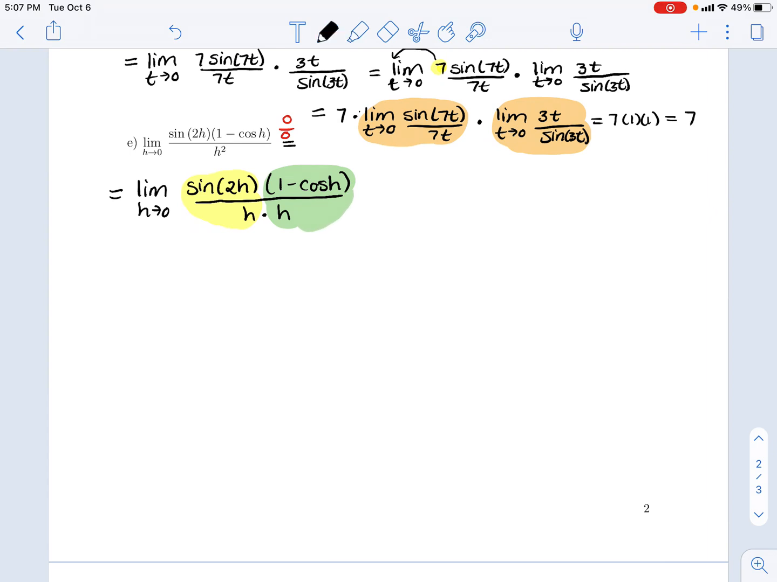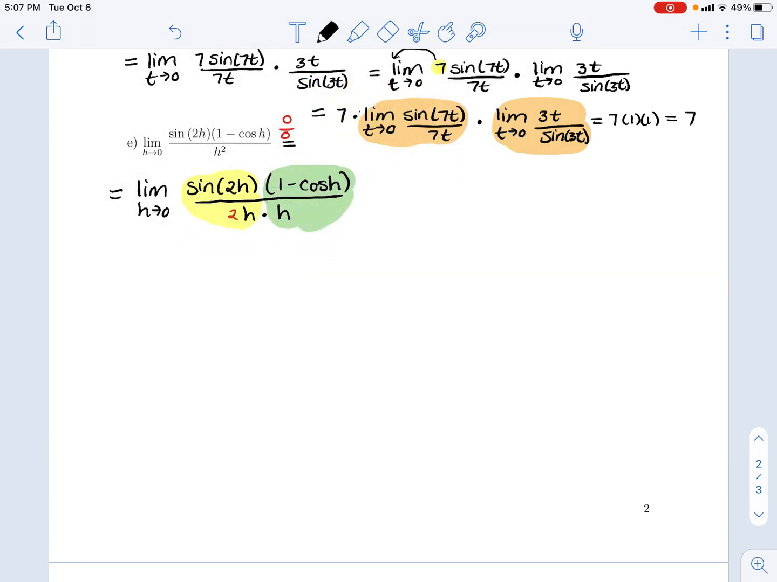And so the yellow looks very close to one of the important trigonometric limits, except I'm missing a 2h here, so I can't really use it. But on the right in green, I have exactly my important trigonometric limit, the second one, because that said that the limit as x approaches 0 of 1 minus cosine x over x is just 0, so it holds the same even though I have a variable h here versus an x.